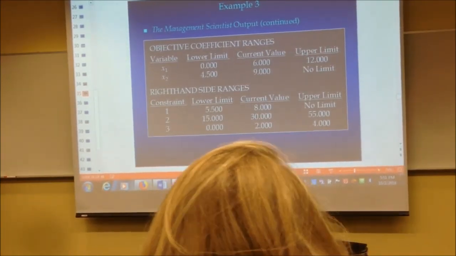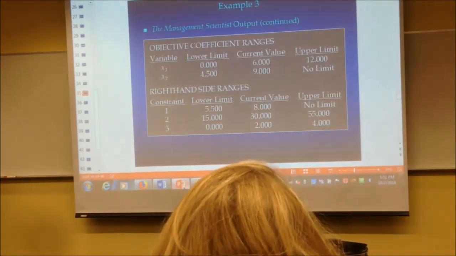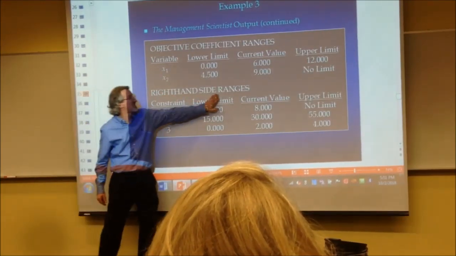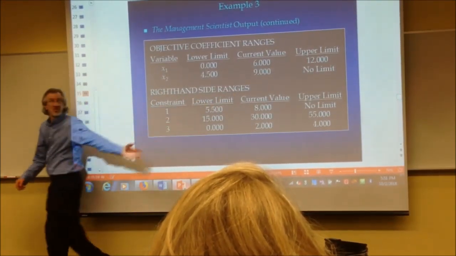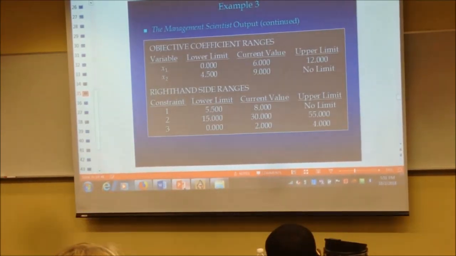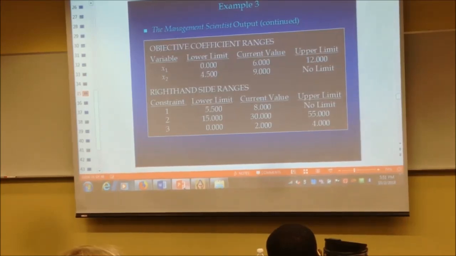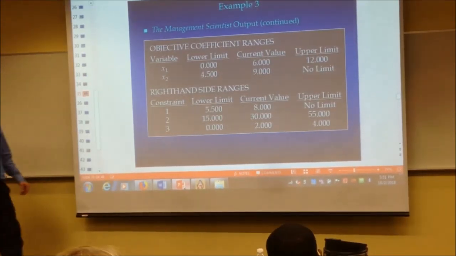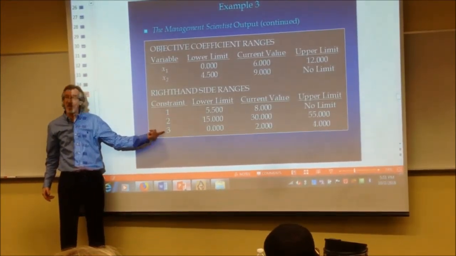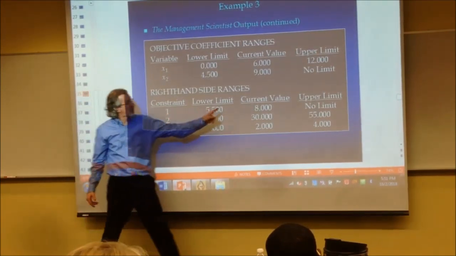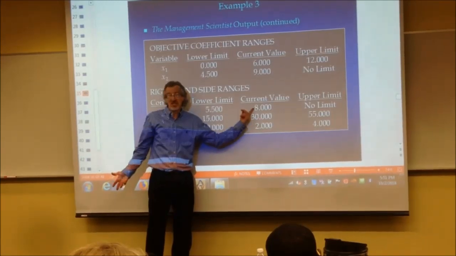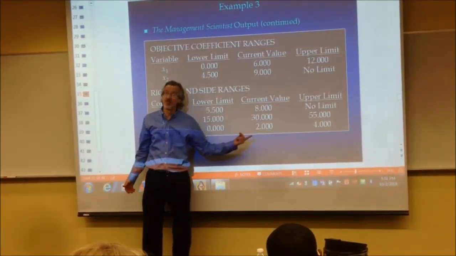Stay right there. You ready? Right here. This part. This particular software says right-hand side ranges. Some software will label it range of feasibility. Same thing. When you see the current value, this particular linear programming problem has 3 constraints. I can tell by looking at the output. And I can tell the current right-hand side of each one of these constraints are 8, 30, and 2. Maybe less than or equal, maybe greater than or equal, but 8, 30, and 2.